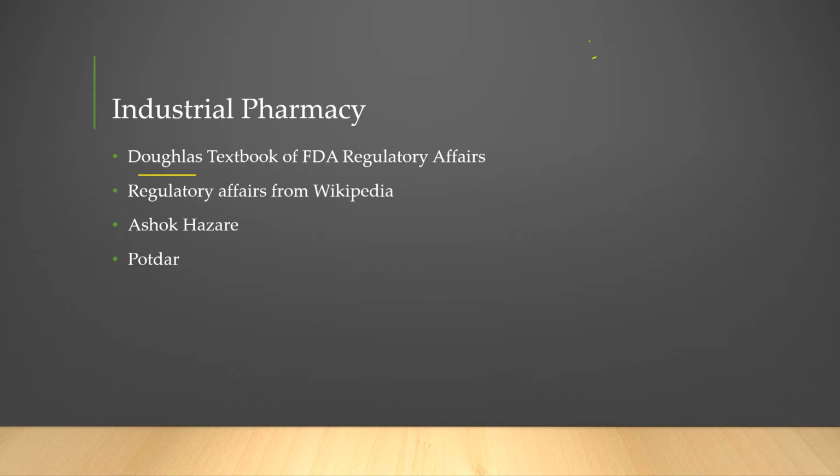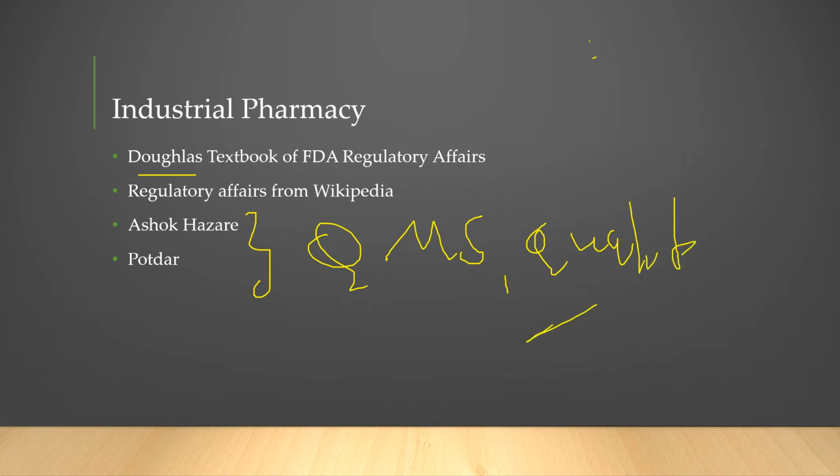And for other topics like quality management system, TQM, QMS, risk management system and all that, you can refer to two books, that is Poddar and Ashok Hazare. You will find the quality management system and other quality-related topics, even qualification, in a very broad, detailed way, because they have given examples of all four types of qualification, that is DQ, IQ, OQ and PQ, and they have explained it in a very concise way.